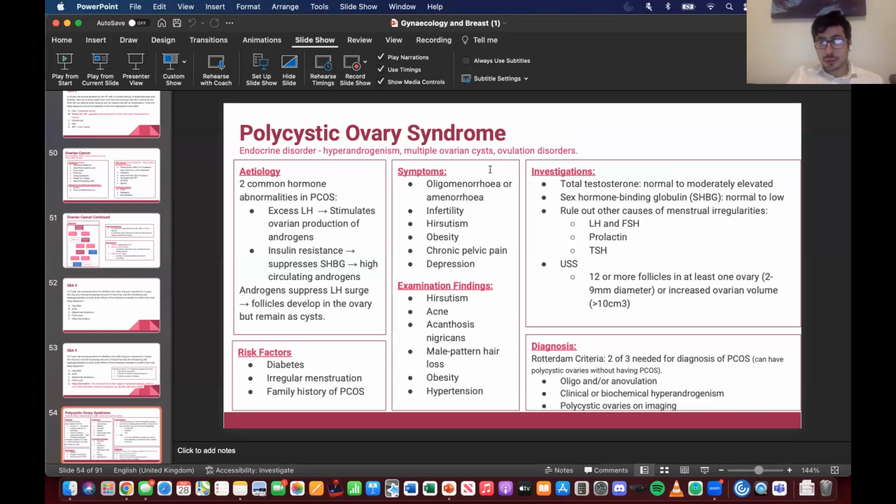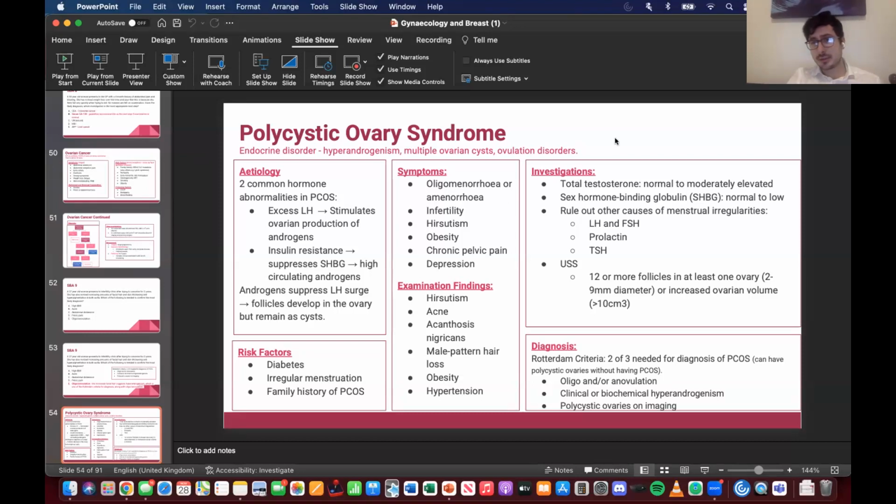Symptoms: oligomenorrhea or amenorrhea, so lack of periods or reduced amount of periods, infertility because of the aforementioned symptom, hyperandrogenism, so hirsutism, obesity, and the examination findings here. So the hyperpigmentation in the axilla was a sign of acanthosis nigricans. The acne and hirsutism, signs of hyperandrogenism, as well as male pattern hair loss.